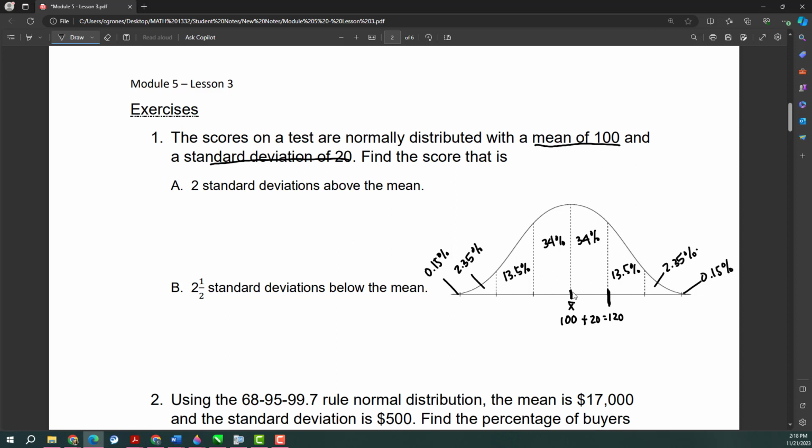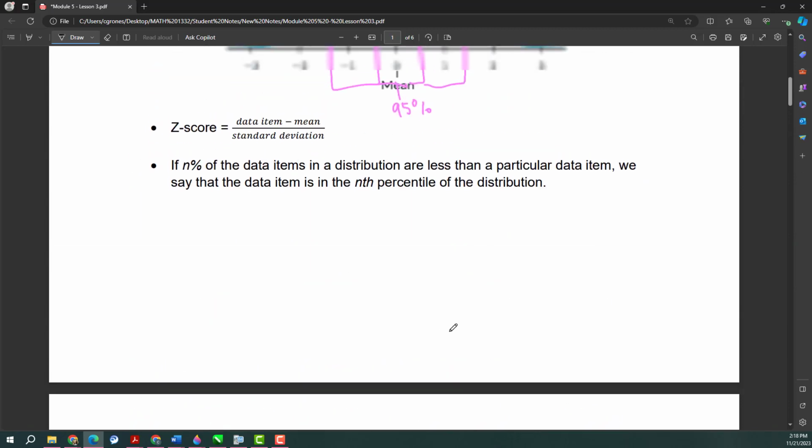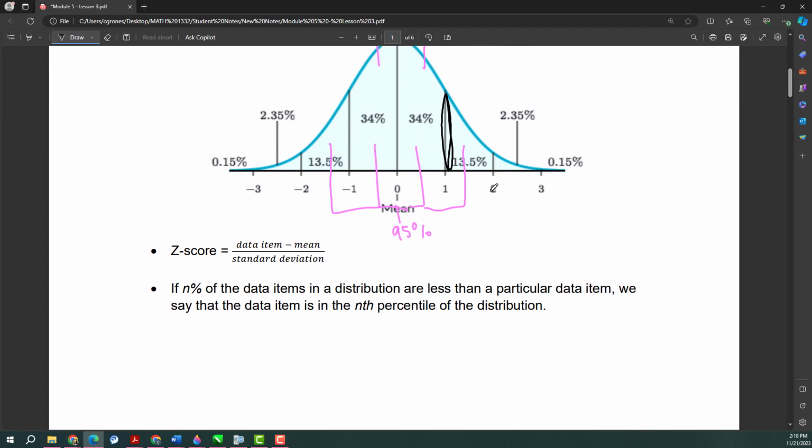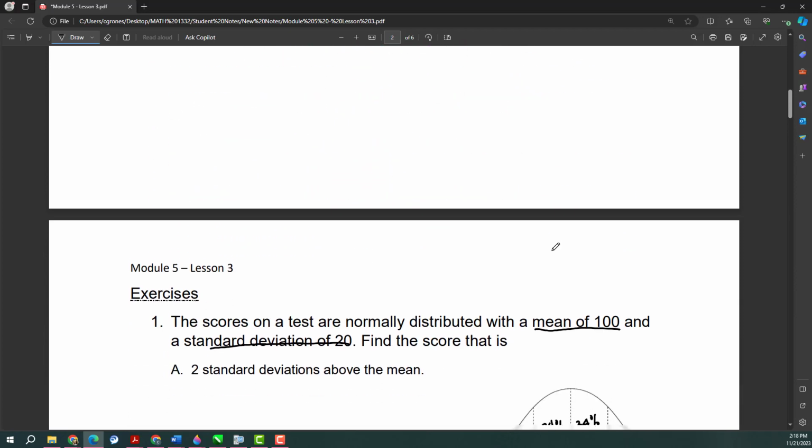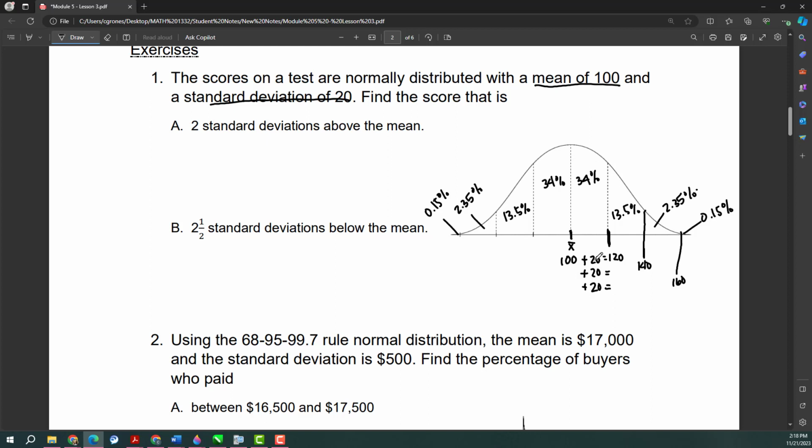If we add 20 two times, then we get 140. That is going to be this line right here. And then if we add 20 three times, that would give us 160, which would be this line right here. So one standard deviation, two standard deviations, and then three standard deviations. And since we added on this side, we are going to subtract on this side.